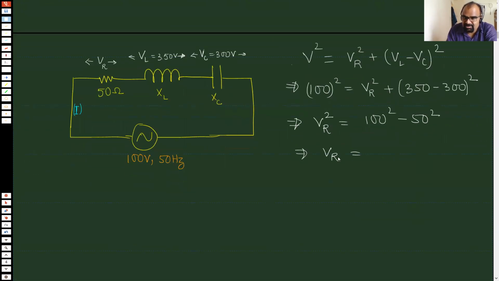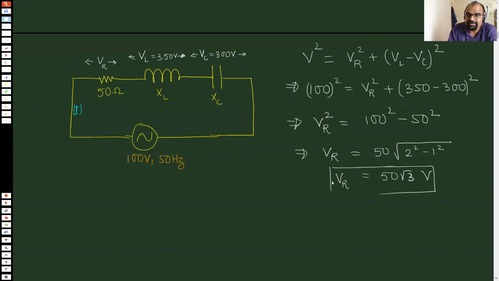The value of VR will be, here I'll take 50 common, root over 2 square minus 1 square. Is that clear? So this is 50 root 3 volts. So instantly we are able to find the value of VR. So one of the values we are able to find.